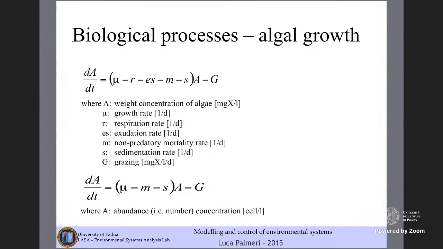You make this model depend again on the concentration of algae. So this is, up to now, a first order linear model. And there is a new element now that we call grazing. Grazing means brucare in Italian. It has to do with feeding by higher trophic levels that feed on the algae. So the capital G represents our connections to the higher trophic levels.